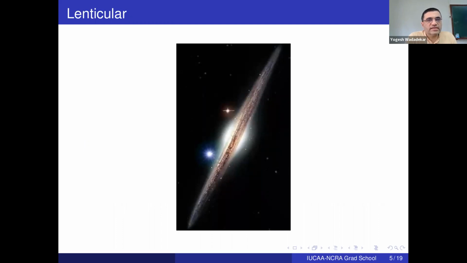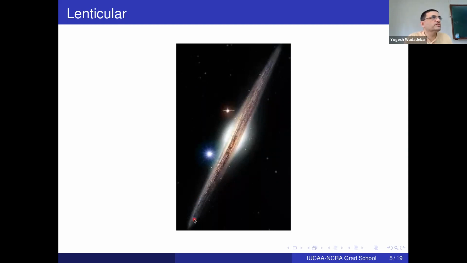So you have a second category, which we saw in our Hubble tuning fork diagram, which is a lenticular galaxy. And this is an edge-on view of a lenticular galaxy. As you can readily see, there is this central region, which is the bulge. You have this central whitish-looking region, which almost looks like an elliptical galaxy that you saw previously. But there is another component over here, which is called the disk.